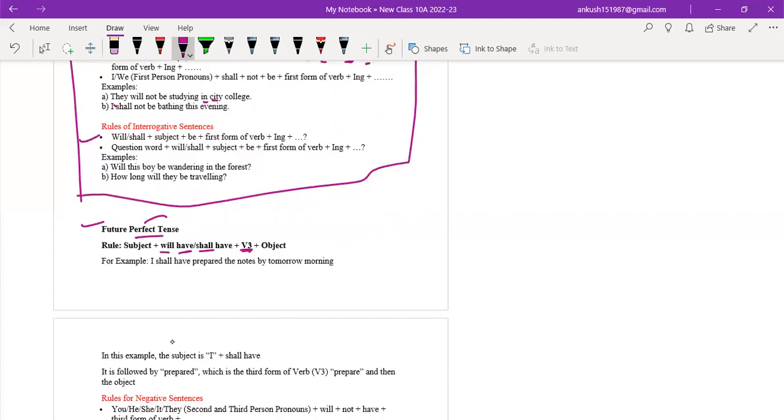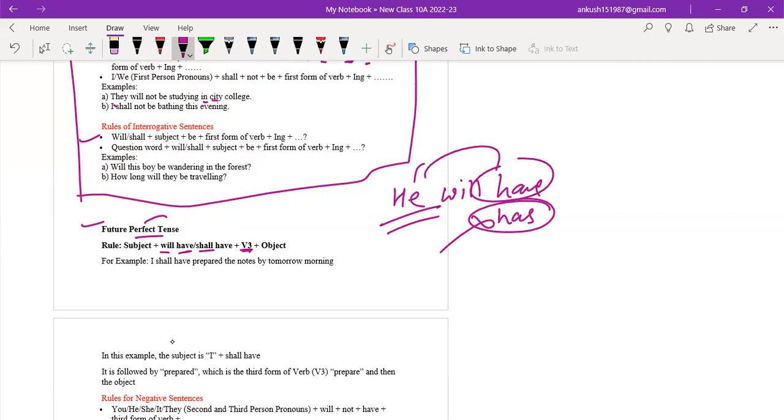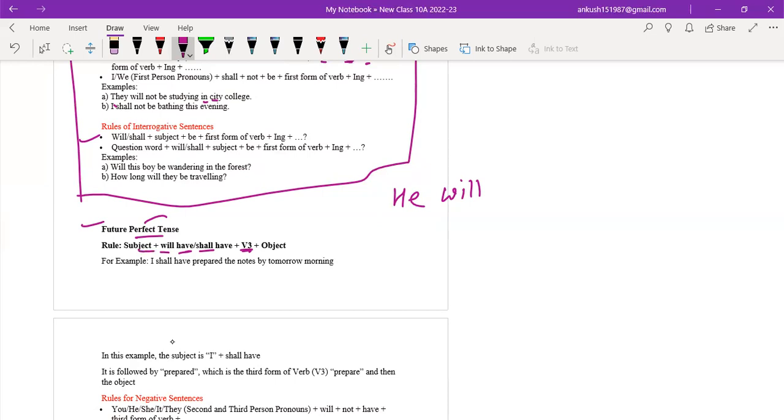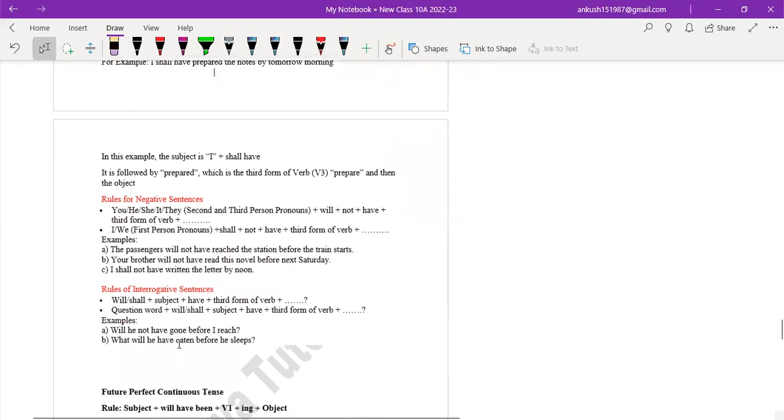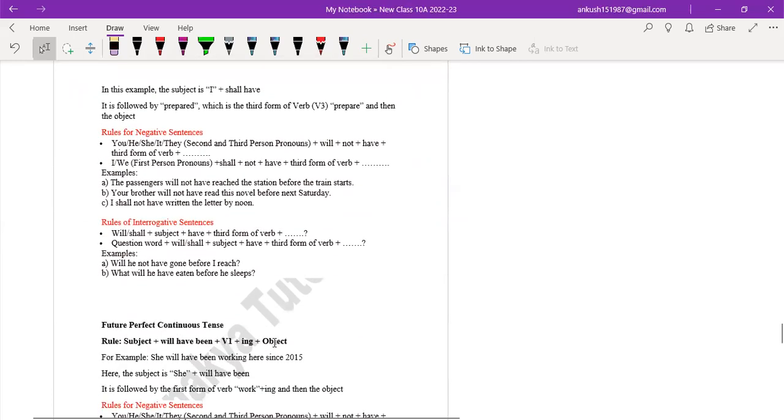It does not mean that if you are using he, you cannot use will have; it is not will has. If you use has, it would go wrong, as you would think that for the third person we do not use have, we use has. But in this case this rule is not applicable. You have to follow the structure only. So any subject will have or shall have plus V3 and the object is used. That is future perfect tense.